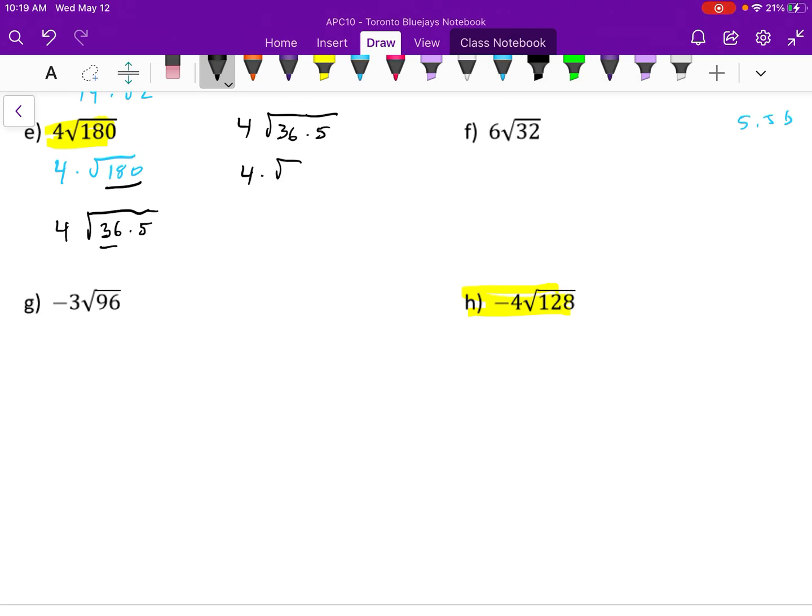I can split that up into 4 times the root of 36 times the root of 5 by the multiplication property. And then 4 times the root of 36 is 6 times the root of 5. 4 times 6 is 24 and root 5. Now root 5 I can't simplify anymore because it's simply an irrational number.